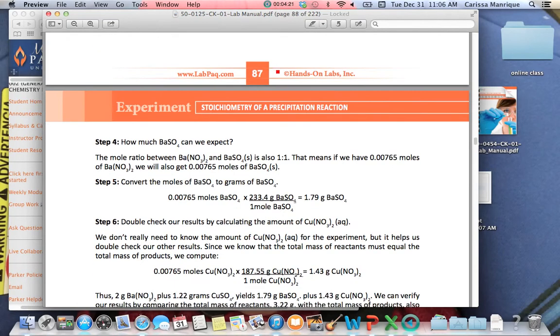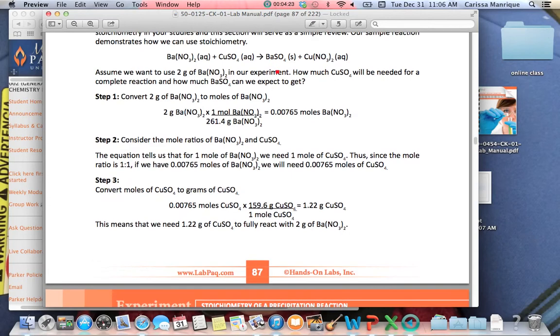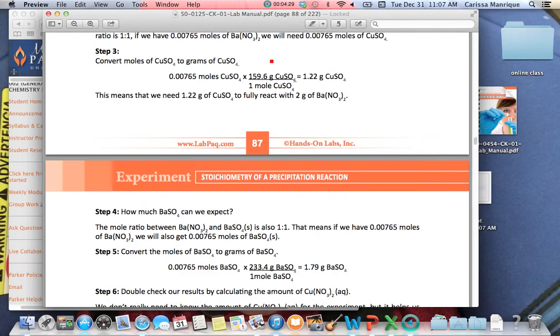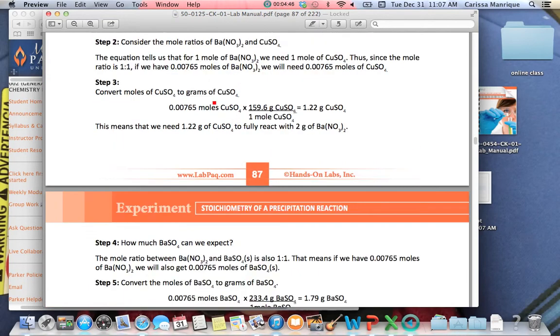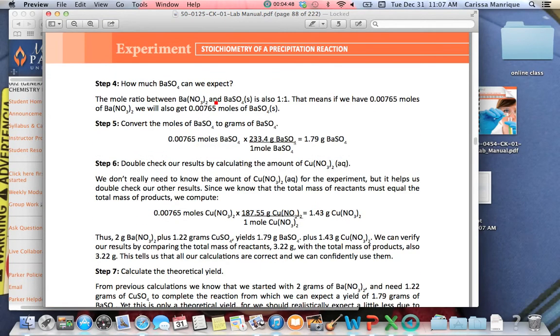Then what you're going to look at is your copper sulfate. See how much barium sulfate it will produce. Whichever one produces the least amount of moles is your limiting reagent. Basically meaning whichever one produces the least amount of product is the limiting one because it produces the least amount. Okay, so that ends up being your barium nitrate here, and it produces 1.79 grams of barium sulfate.